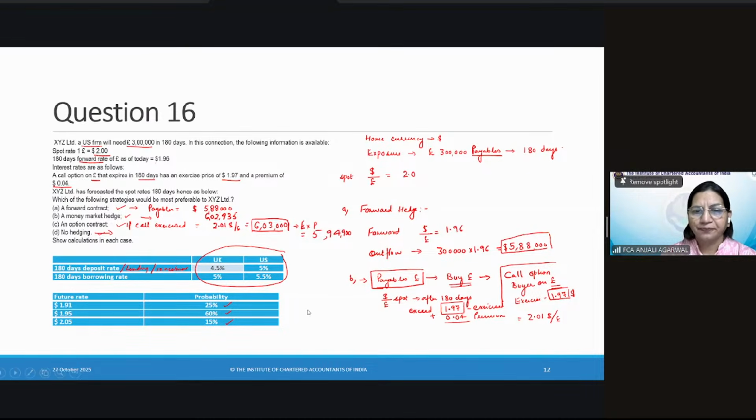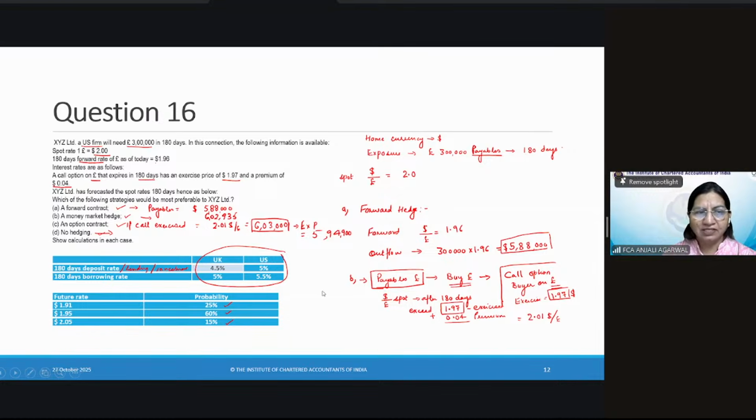Right. So this is the outflow if you are using an option contract. This is the outflow if you are using a money market hedge. This is the outflow if you are using a forward contract. The term I'm using is outflow because you had pounds payables, which indicates that we will pick up the one which is least. Had it been receivables, money market hedge would have been working the best.